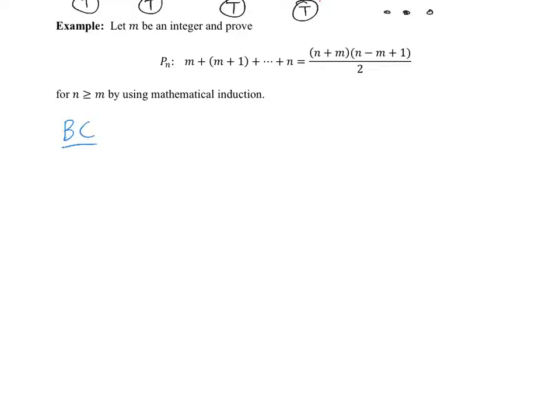For our base case, we're going to plug in the smallest case scenario for n. The smallest that n can possibly be in this particular problem is the value m. So we want to plug in n equal to m for this case. So what are we trying to show? What is our goal to accomplish in the base case? We want to show that P sub m is true. So let's see if we can do that. Let's plug it in and see what happens.